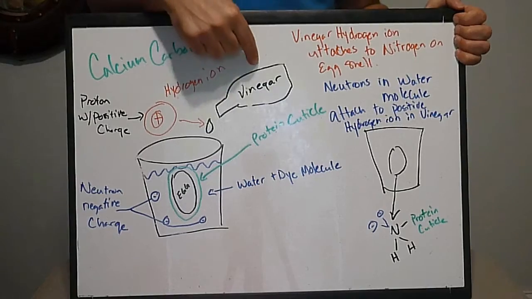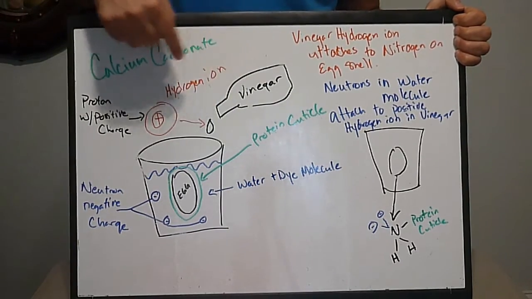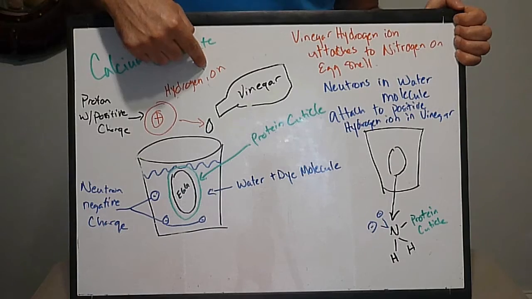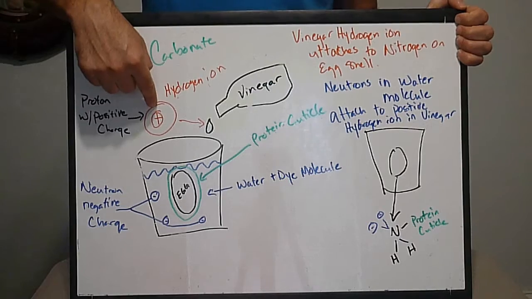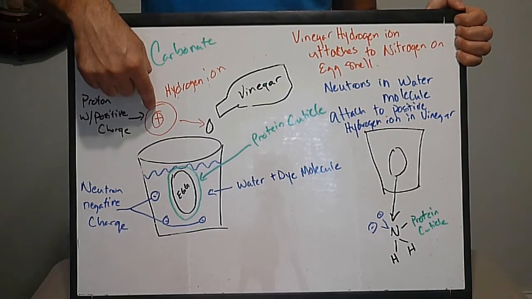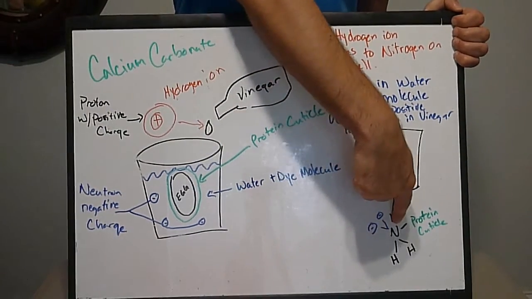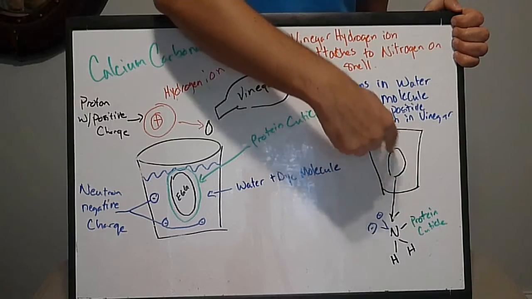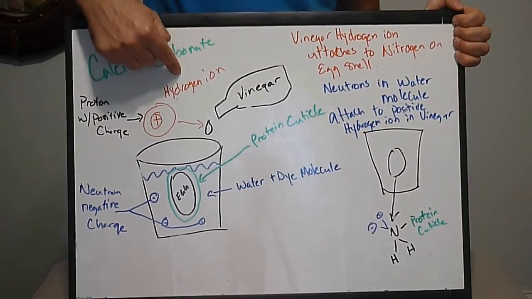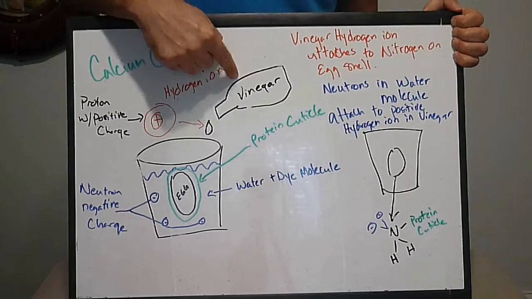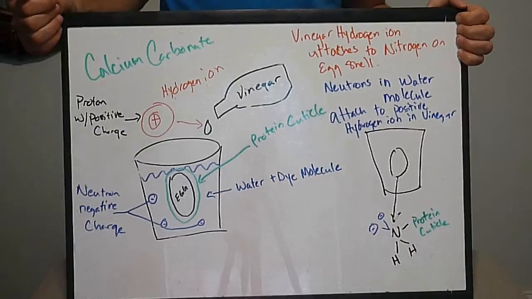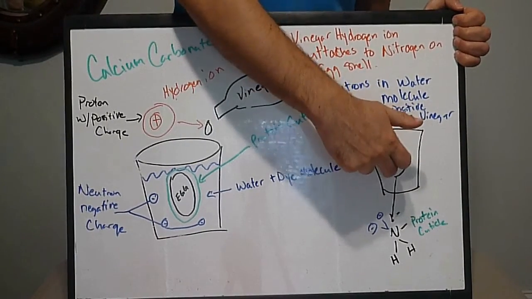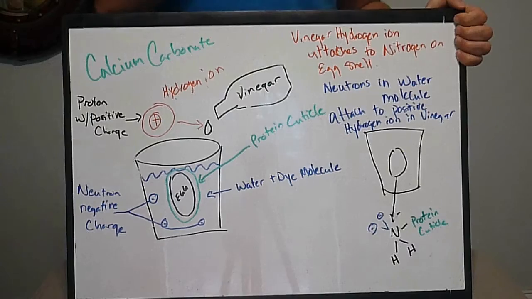So when you pour in the vinegar, it has hydrogen ions. Now that hydrogen ion has a proton with a positive charge, and that positive charge is looking to connect itself to a neutron with a negative charge, which we have in the nitrogen around the eggshell. So when you pour in the vinegar, that hydrogen ion in the vinegar is going to connect itself to the nitrogen around the eggshell. So now the vinegar has attached itself to the nitrogen around the eggshell.